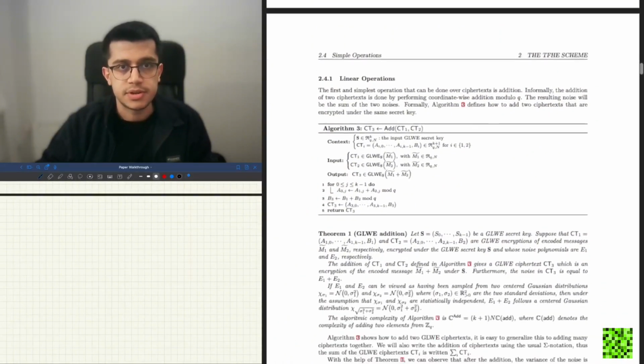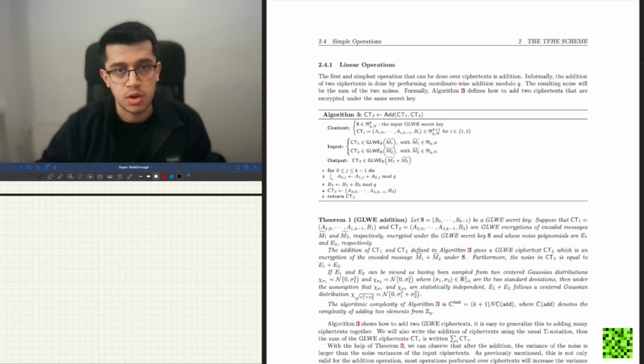So the first linear operation is obviously summation, or we say the add function. It can be done over ciphertexts to add them up homomorphically. Informally speaking, the addition of two ciphertexts is done by performing coordinate-wise addition modulo q. The resulting noise will be the sum of the two noises because of the linearity. Formally, algorithm 3 defines how to add two ciphertexts that are encrypted under the same secret key.